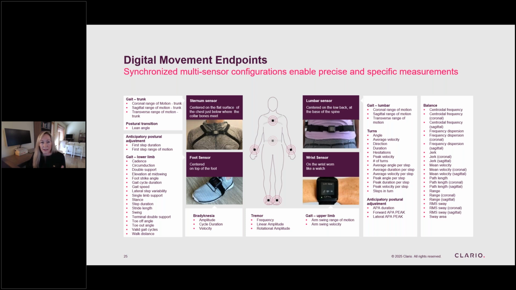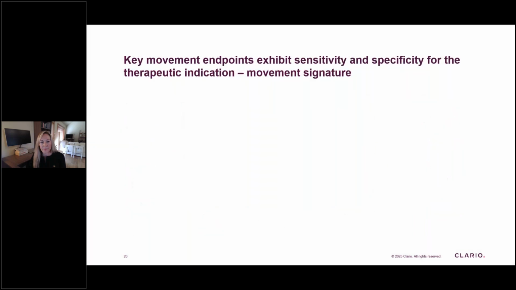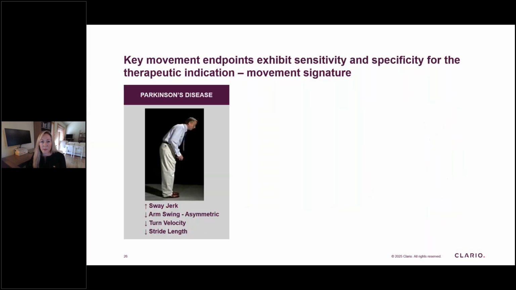So we apply this in different indications. So if we go to the next slide, examples of this include Parkinson's disease, right? This is a hypokinetic movement disorder, meaning movements become smaller and slower. So we see a signature movement with Parkinson's disease, and that's reflected by what the wearable sensors measure.